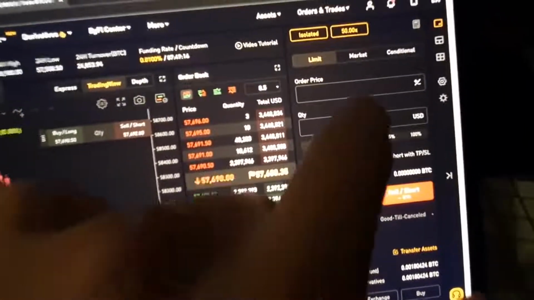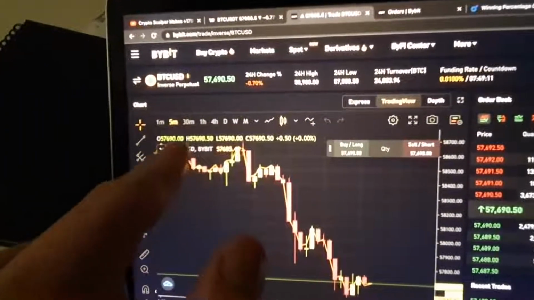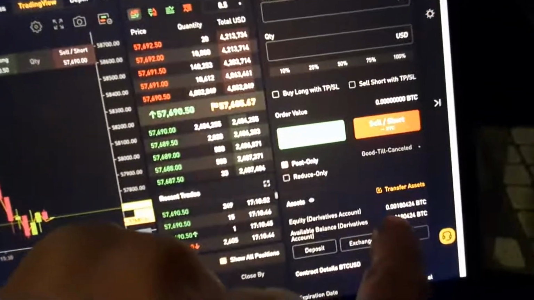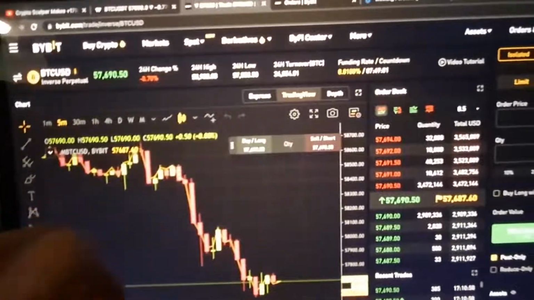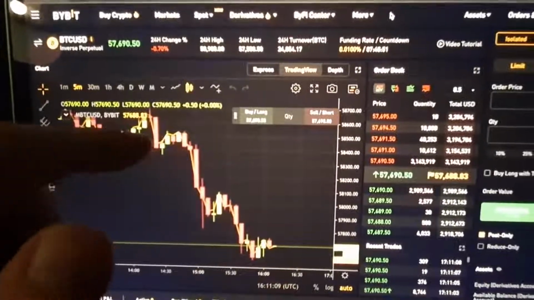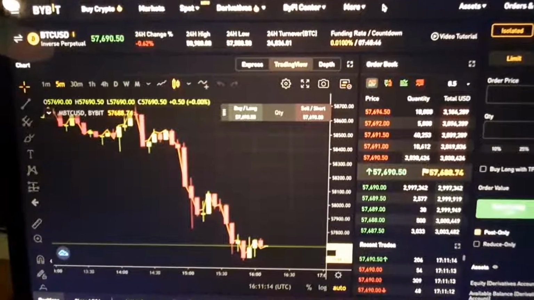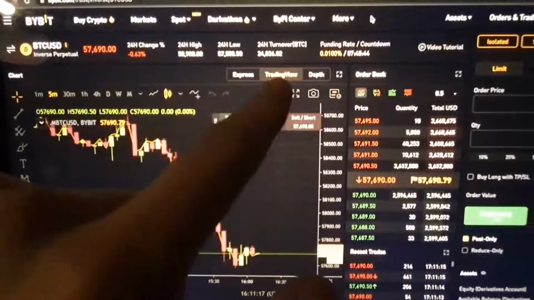Alright guys, in this video I will be scalping Bitcoin with 50x leverage on Bybit on the 5-minute time frame, and I will start right now. I will start with a balance equal to around $100, and I'm trading on the inverse perpetual contract because we have a bit more volume on the inverse today.